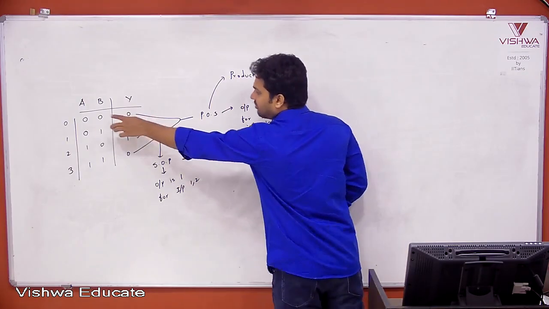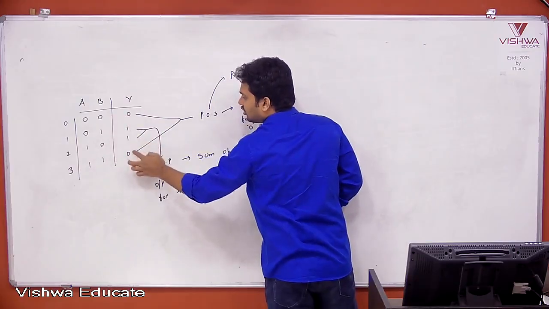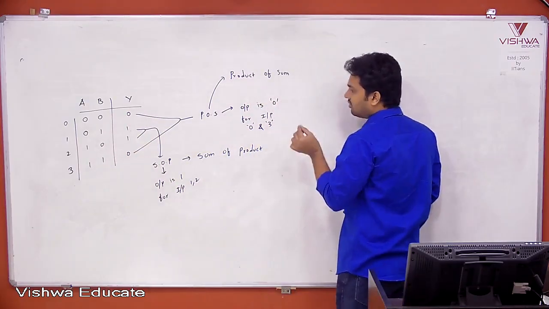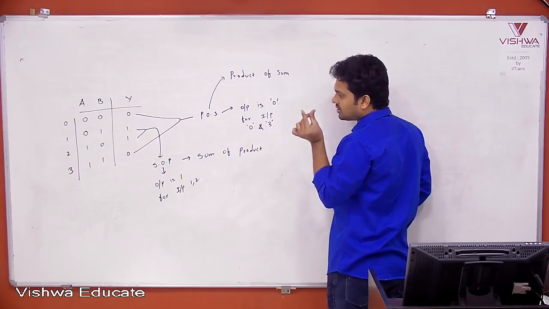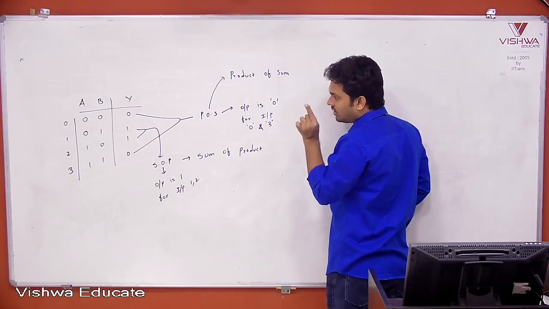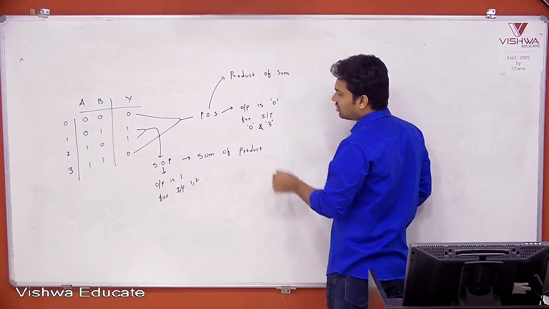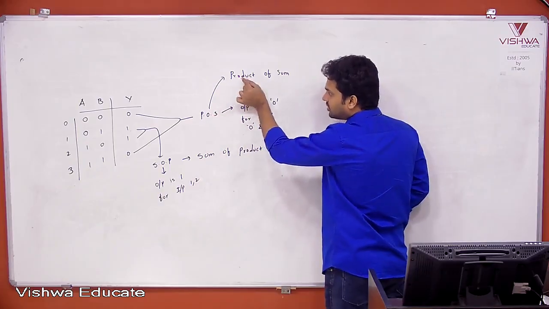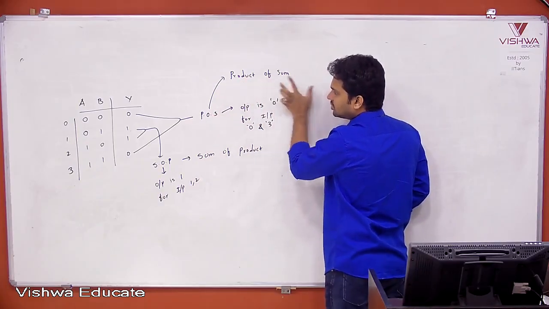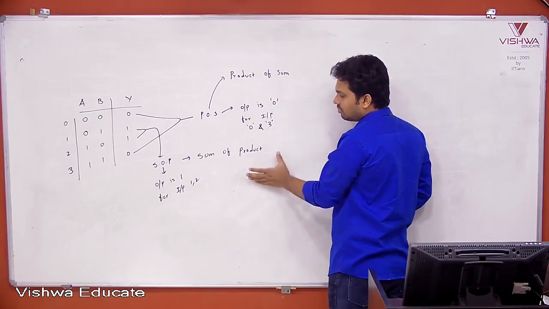Similarly here, if any one of them is 0, your output should be 0. This is the function of an AND gate. In an AND gate, if any one of them is 0, output is 0. That's why it is an AND operation of sum terms, that is product of sum. I'll explain again with the help of an example.